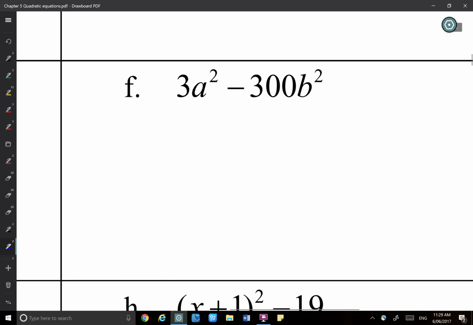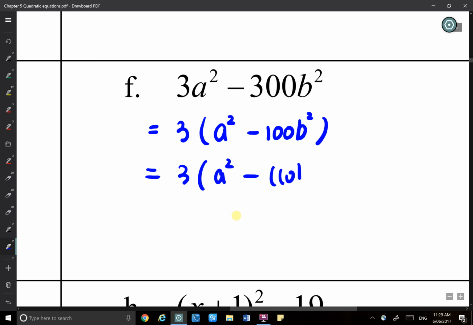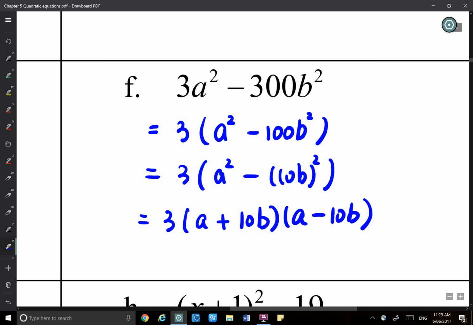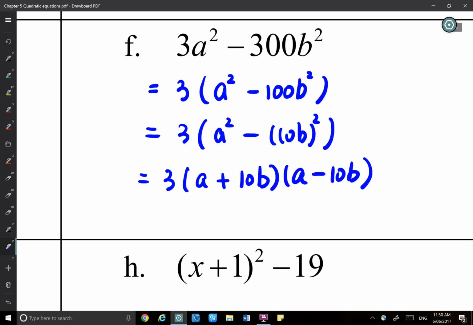Next, 3a squared minus 300b squared. Two terms, and you think it will be a squared minus b squared form. But first, you think whether there's any common factors. And yes, there is a common factor 3. So it's a squared minus 100b squared, and that's a squared minus 10b squared. So that's 3 times a plus 10b, a minus 10b. So that is the simplest form. You will take the common factor out and then use any formulas you can.